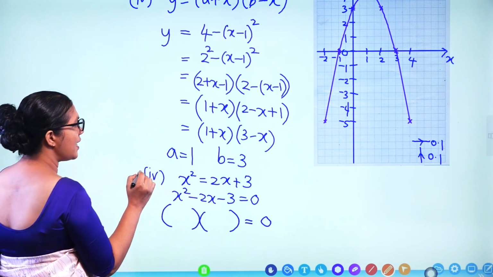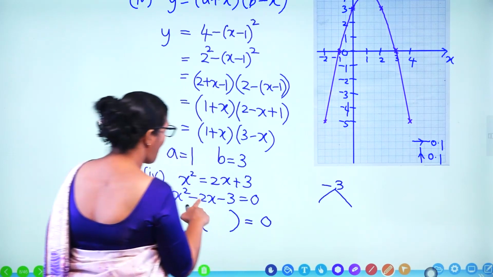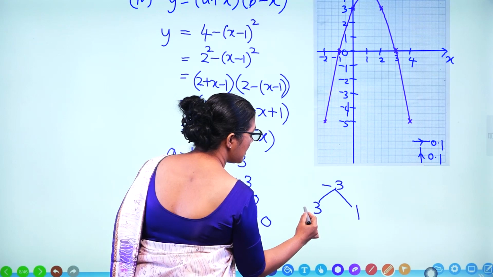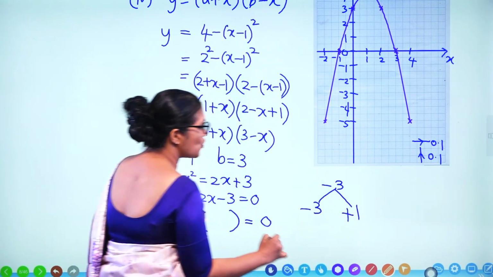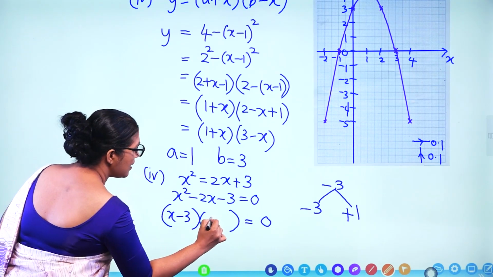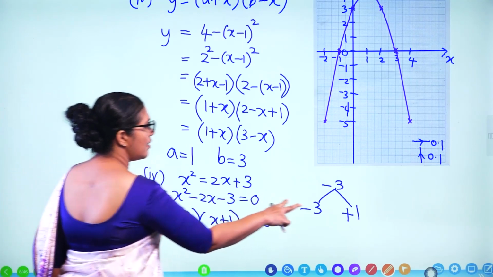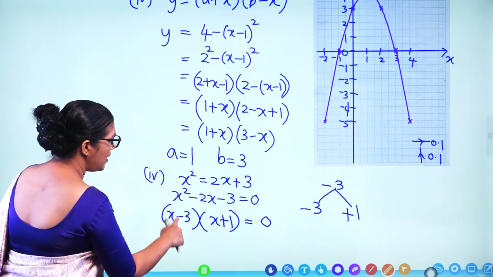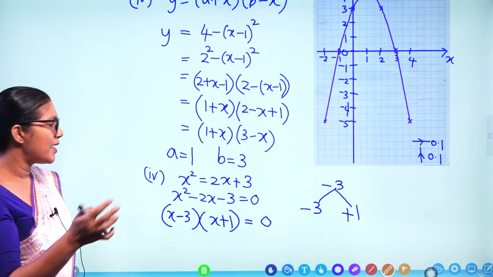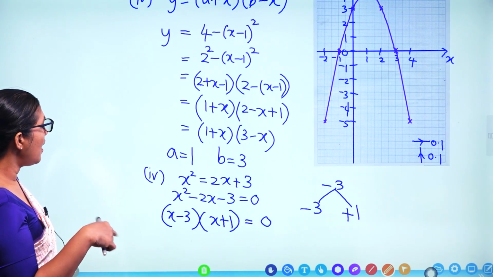Factors of minus 3. When you take the difference, you are getting minus 2, 3 and 1. So, but here minus 3 and plus 1. So, the factors are minus 3 and plus 1. So, you can use the short method or you can split the middle term to minus 3x and plus 1x and factorize. So, you get x minus 3 and x plus 1.